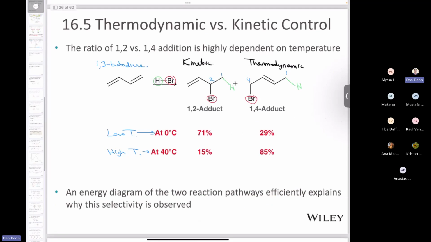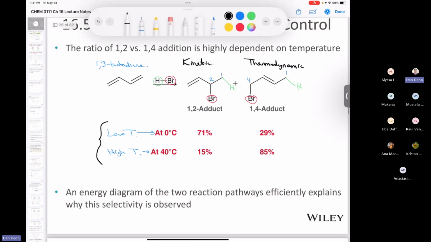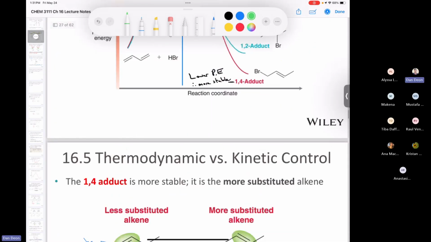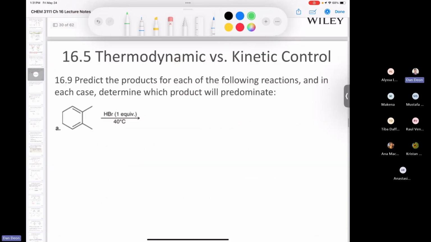What I need you to know is that at low temperature, the kinetic product is going to predominate, and at high temperature, the thermodynamic product is going to predominate. I need you to know that the kinetic product is the 1,2 adduct, and the thermodynamic product is the 1,4 adduct. As long as you can remember those, you'll be in the clear for most everything that we ever do with kinetic and thermodynamic products.